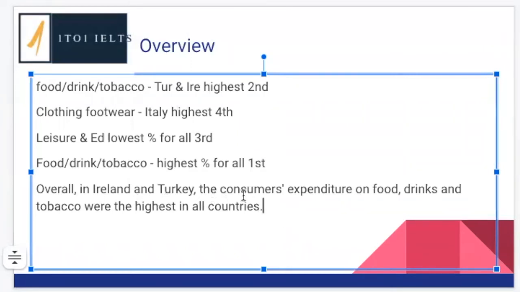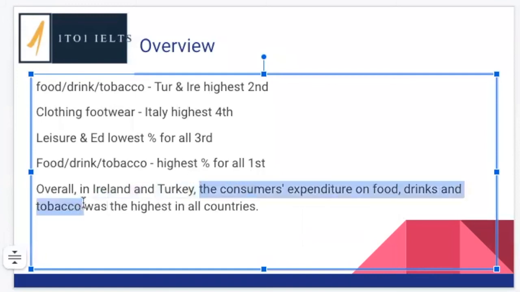So overall in Turkey and Ireland, the consumers' expenditure on food, drinks, and tobacco were the highest. So what is our subject, which this verb agrees with? So yeah, we want was, but why? So let's have a look. We've got this big noun phrase here. So we've got a noun phrase, and then we've got a prepositional phrase. So we know whatever is in the prepositional phrase, which is this part here, this is additional information. So nothing in here is our main noun.